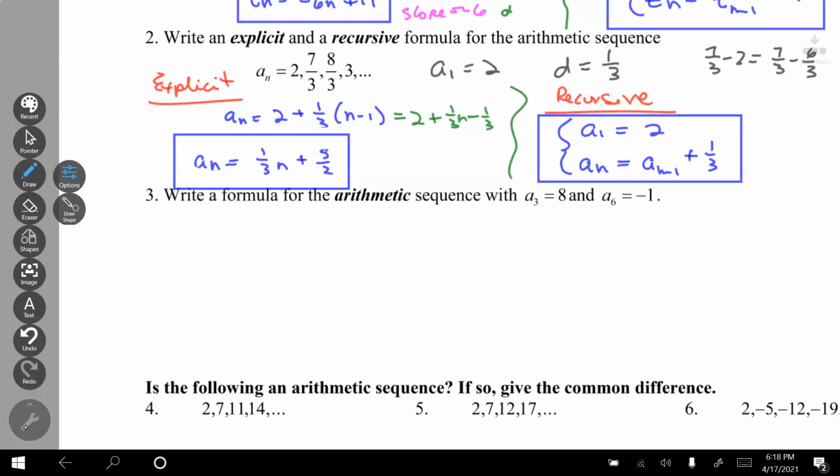So how do I write the formula if I don't know the first term, and the difference is not as apparent? Well, first of all, I have to know it's arithmetic. And I know the third term and I know the sixth term. So I'm going to fill in some blanks. Blank, blank, blank, blank, blank, blank.